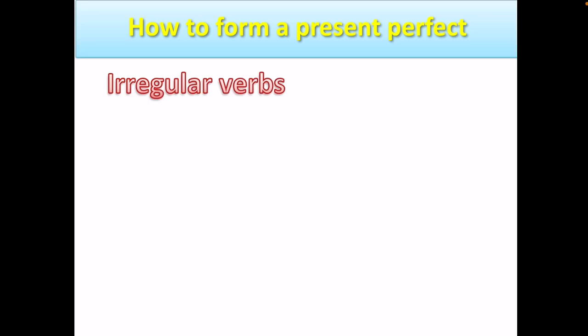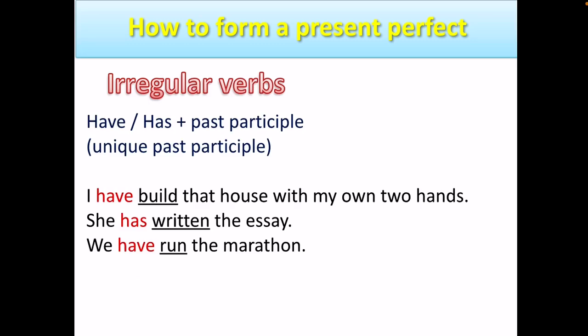Irregular verbs. These are verbs that have no rule. Some verbs have no rule. They are unique verbs, with no rule. For example, I have built that house with my own two hands. Built here is an irregular verb. The infinitive form for this verb is built, so it becomes the same.